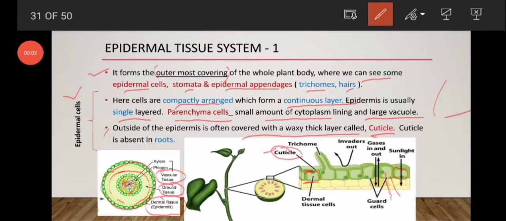Now the question is, why is cuticle absent from roots? We all know that roots must be able to absorb water from the soil to survive. But with the presence of cuticle, they will not be able to absorb water from the soil. So that is why it is absent from the roots.